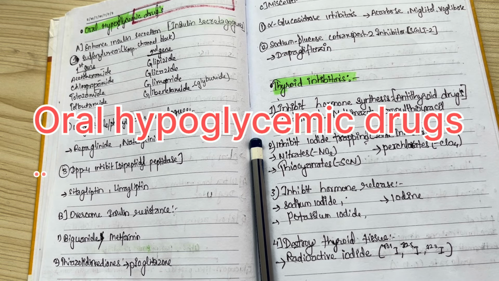To understand the classifications, you only need to know that type 2 diabetes has two main problems. The first one is insulin resistance, which means the body has insulin, but the locks on the cells are rusty. The second one is insulin deficiency. The pancreas is tired and isn't making enough insulin. So every oral diabetes pill fits into a group designed to solve one of these specific problems. Let's look at the four major classes.